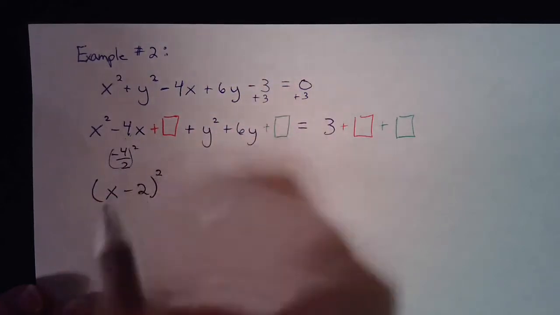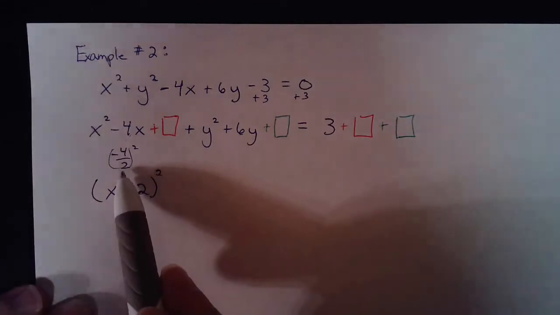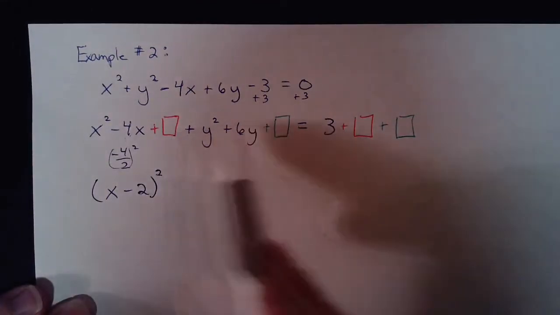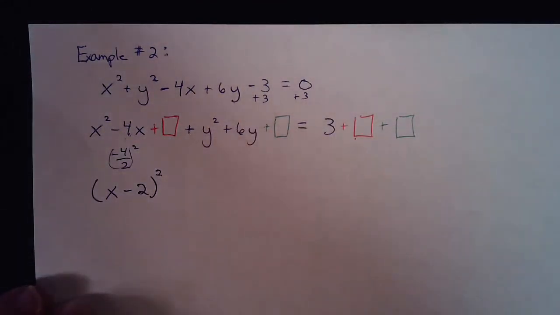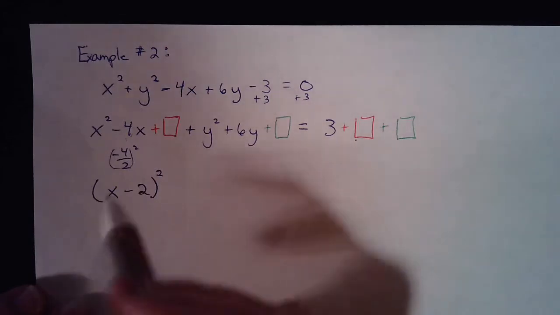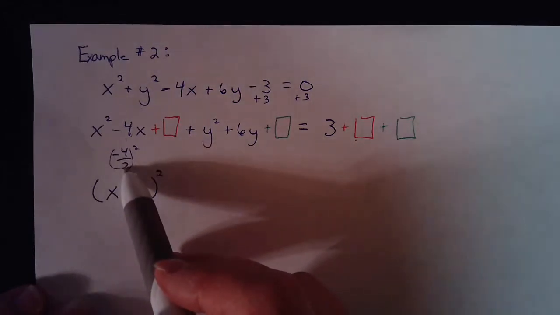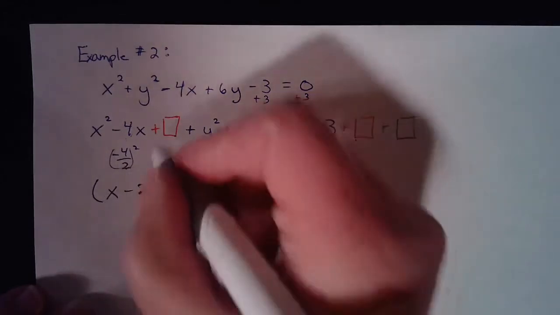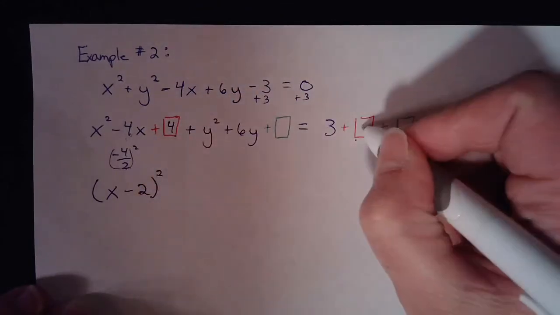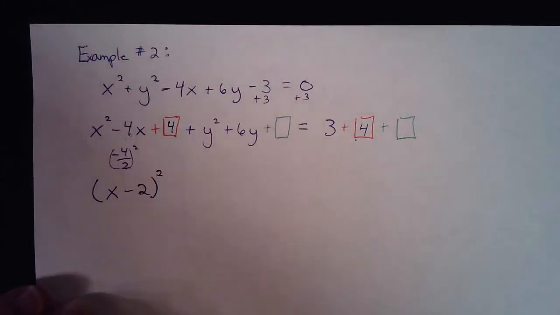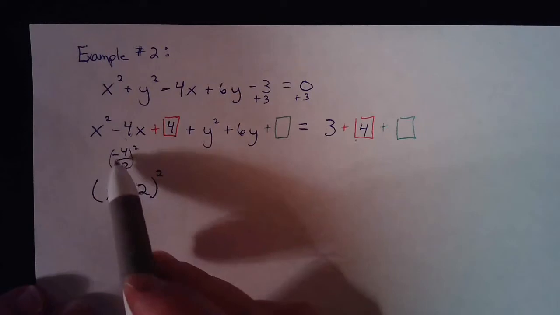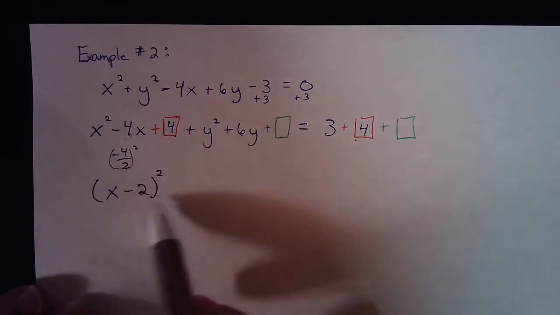Now that value squared, negative 4 divided by 2 squared, is going to tell me what I'm going to add to each side to complete the square. So negative 4 divided by 2 is negative 2, and negative 2 squared is a positive 4. So I'm going to add 4 to both sides to complete the square. By using that, I already have this written as a perfect square.